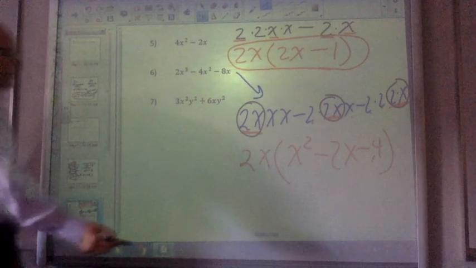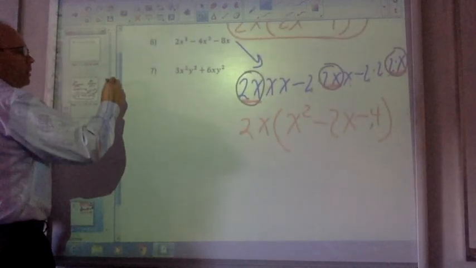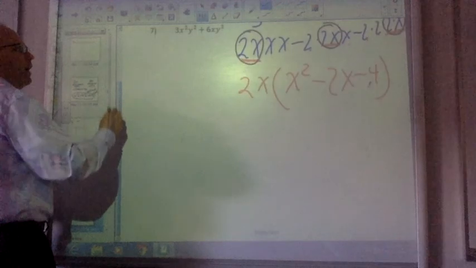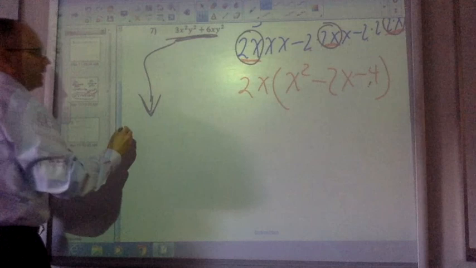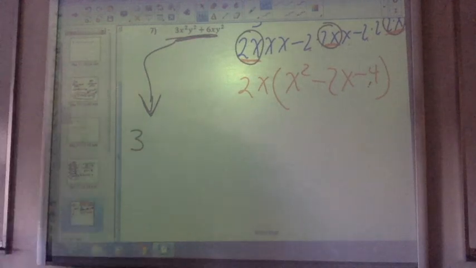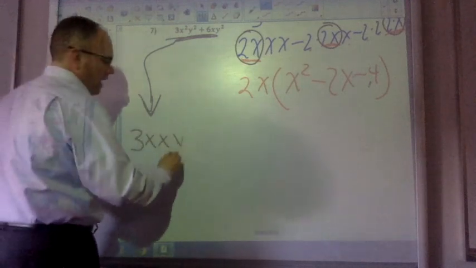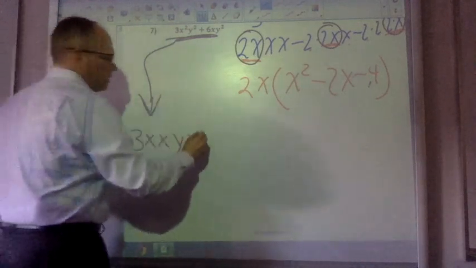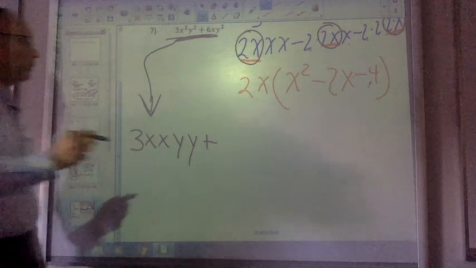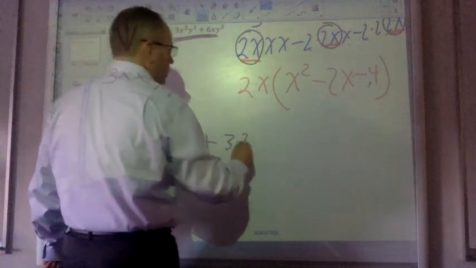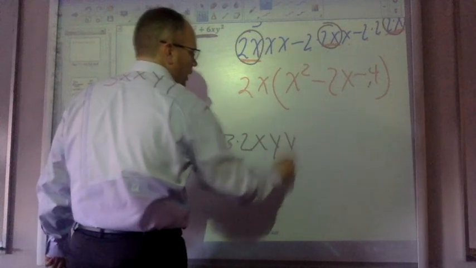Okay, I'm going to squeak this down and give us a little more room for number 7. Did anyone need more time writing that? You okay? All right, so I'm going to look at this one now. Bringing this down here. So I can't break 3 down any further, so it's just 3. x squared is x times x, agree? y squared is y times y, plus, break 6 down. 3 times 2, okay?